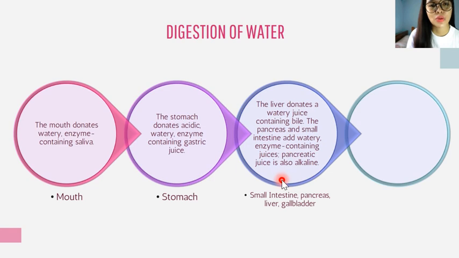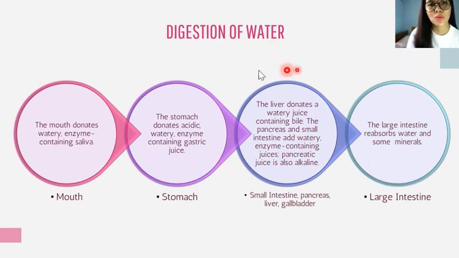Pancreatic juice is also alkaline. And the large intestine reabsorbs water and some minerals. Like what I've said, your water really aids the digestion process so that the food can easily move in your stomach. So we're now done. We're officially done with digestion. We will now proceed with absorption.